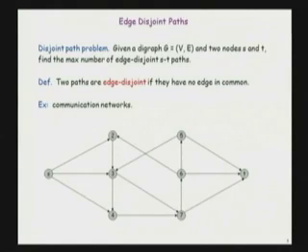Okay, so what is the disjoint path problem? It says given a directed graph and a start node S and a finish node T, we want to find the maximum number of edge disjoint paths from S to T. And two paths are edge disjoint if they share no edge in common.